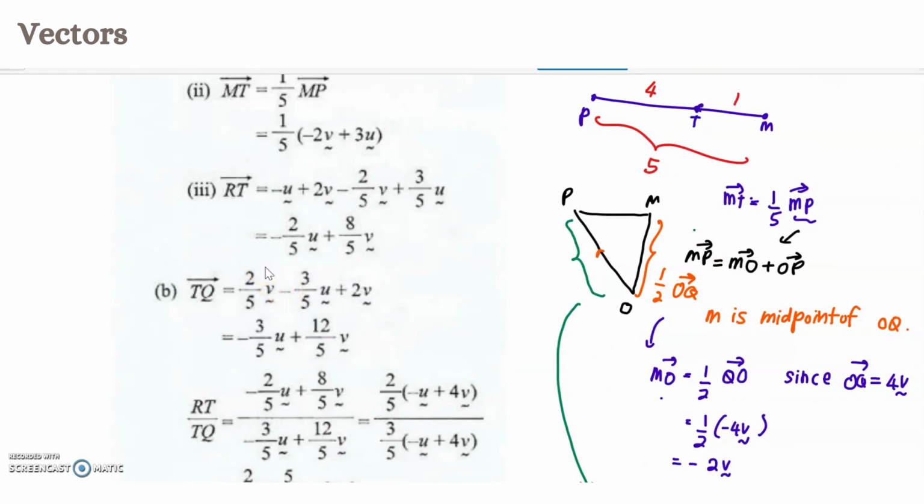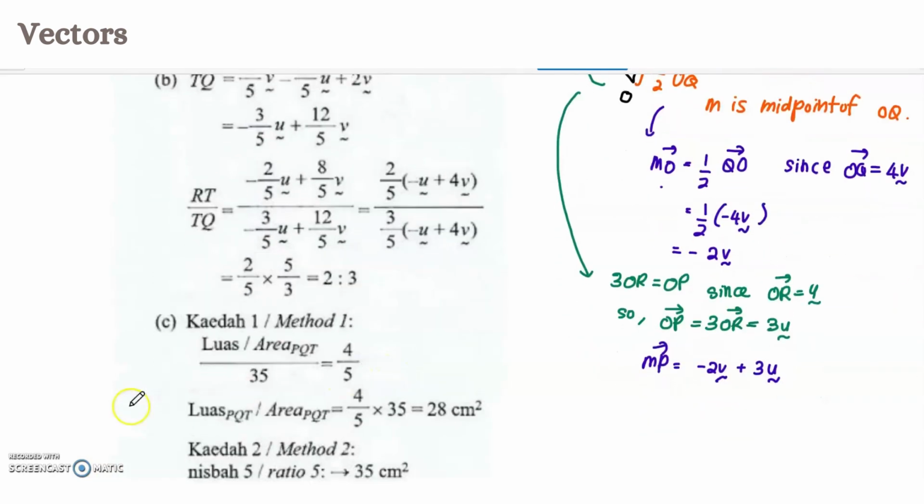So they take RO, this one is RO, and then plus OM, this one is OM, and then plus MT. Okay, this is MT. So they expand it and get this MT. So you just calculate and simplify. We get negative 2 over 5U plus 8 over 5V. So we proceed to question B.